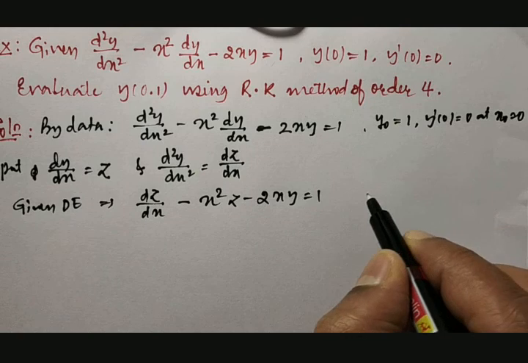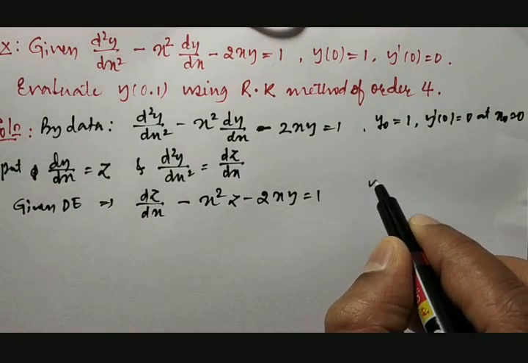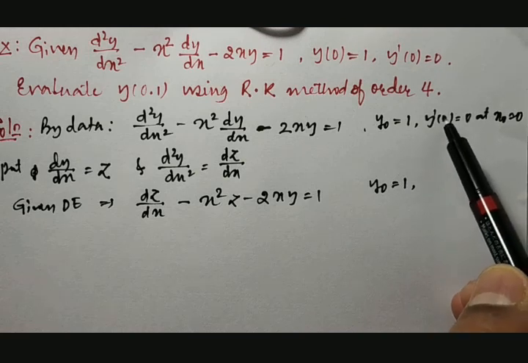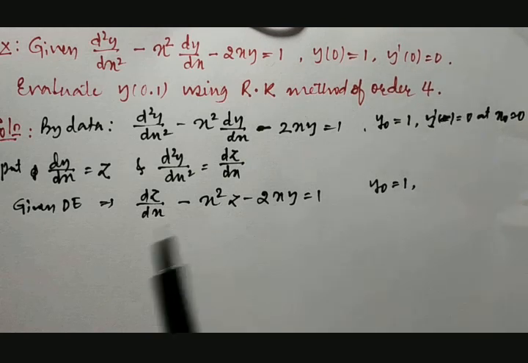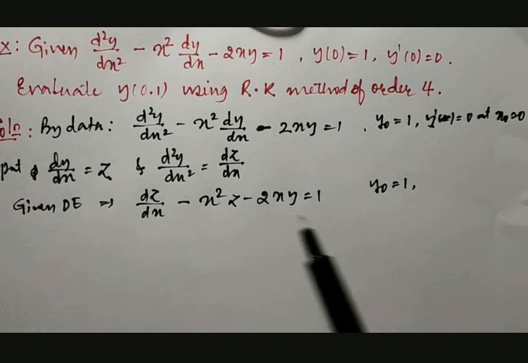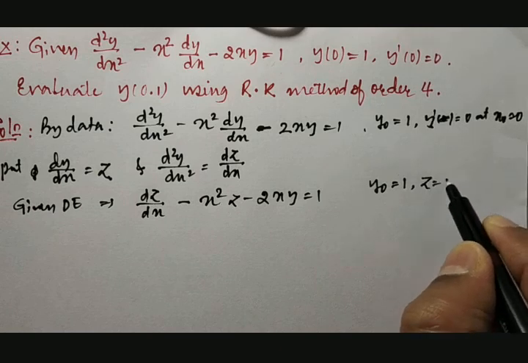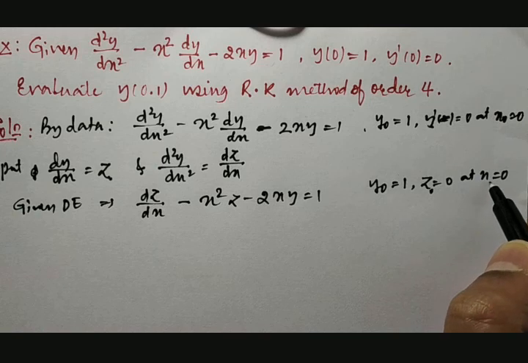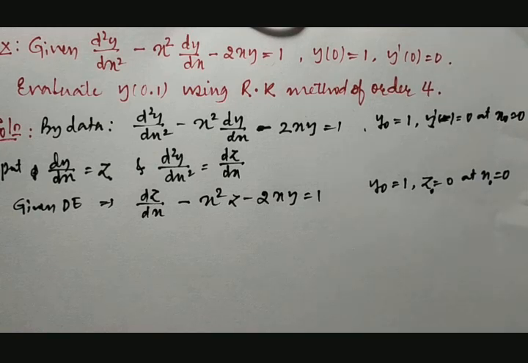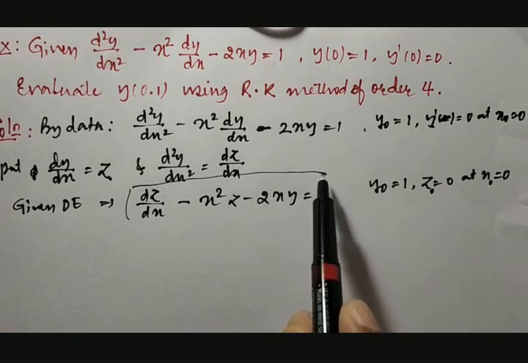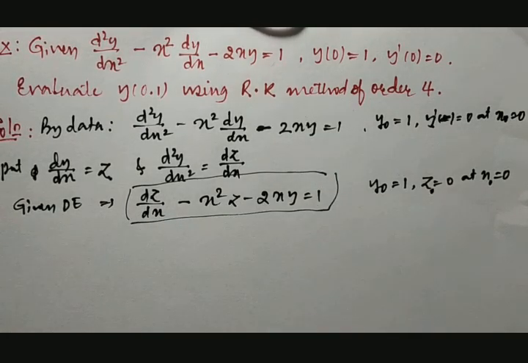Therefore, what about the initial conditions? Now y₀ is 1 only. Then we can see dy/dx is nothing but y', and that y' is treated as z now. Therefore, z = 0 at x = 0, that is z₀ if I take x₀. Fine. Therefore, this is the given equation, this is the modified equation, and this is the substituted equation.